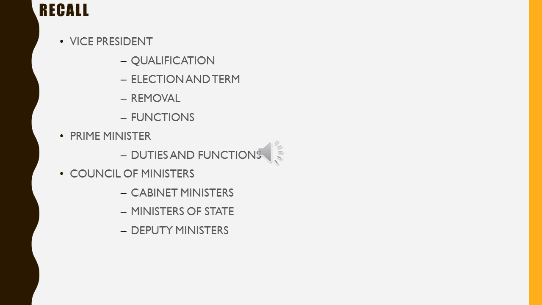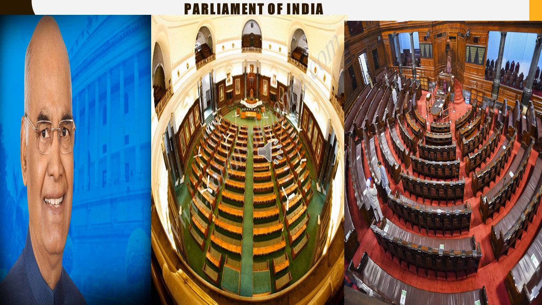So from the beginning we have discussed the Union executive, which includes the President, Vice President, the Prime Minister and Council of Ministers. So today we will discuss the Parliament of India, that is the legislative organ of the union government.